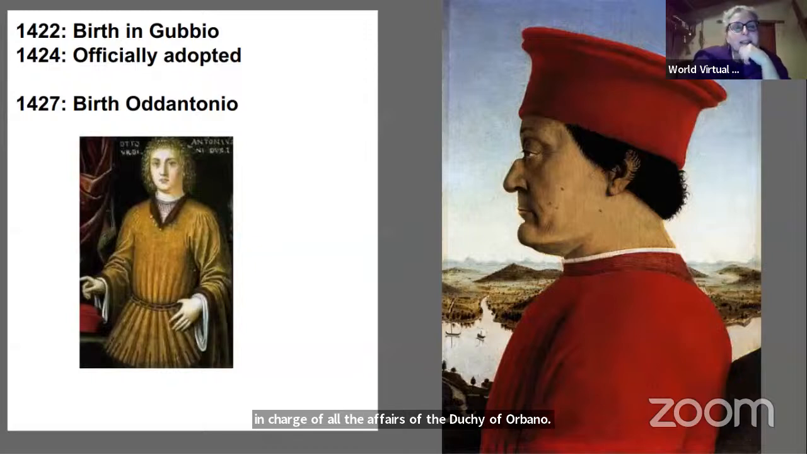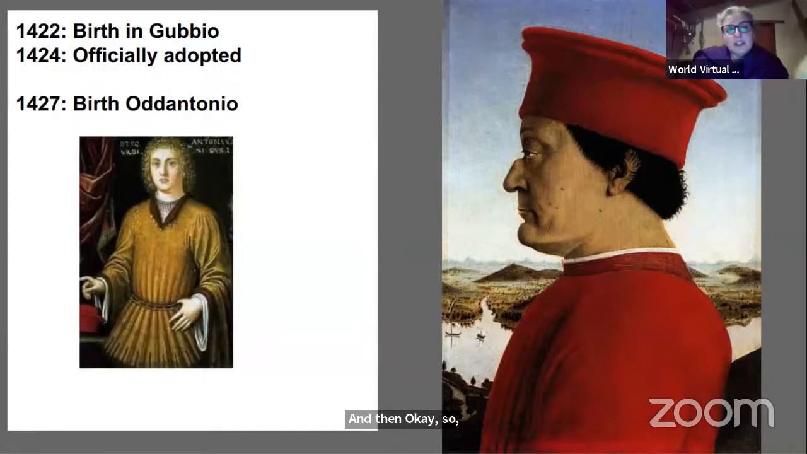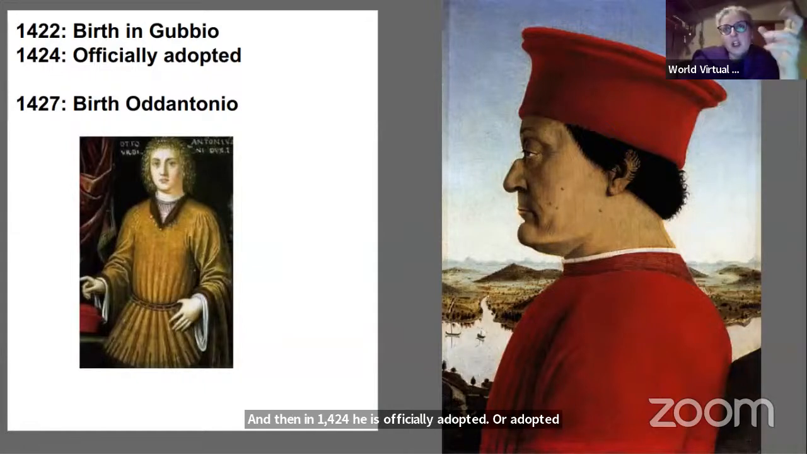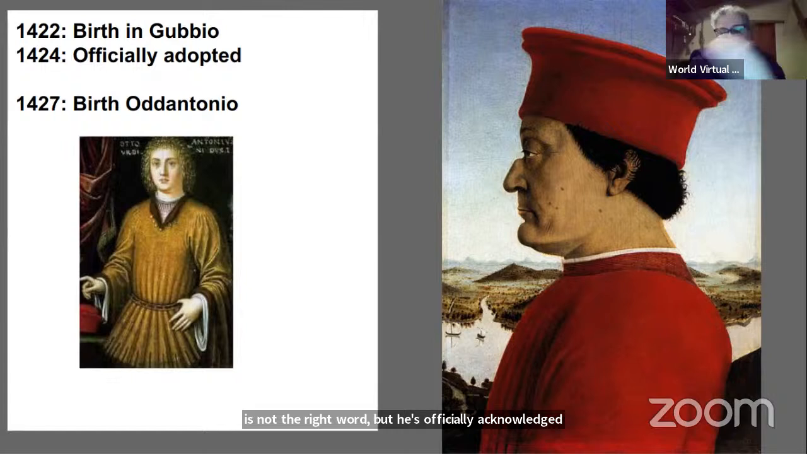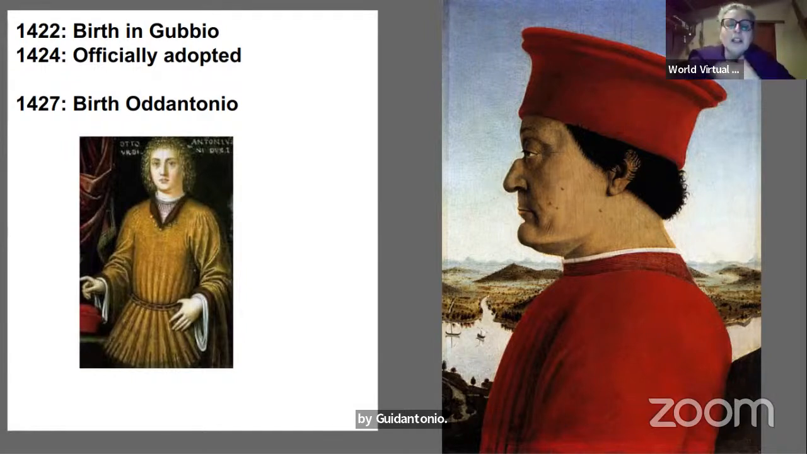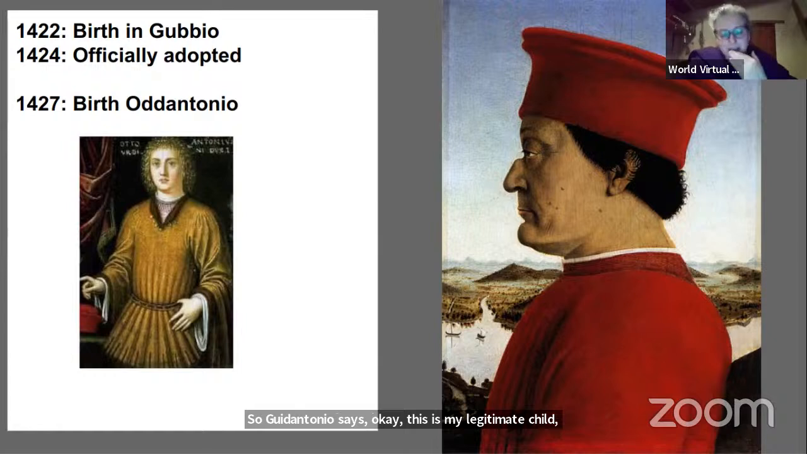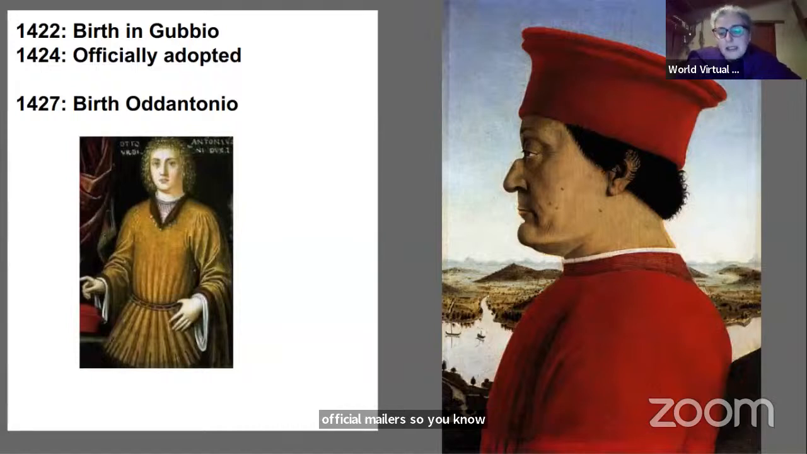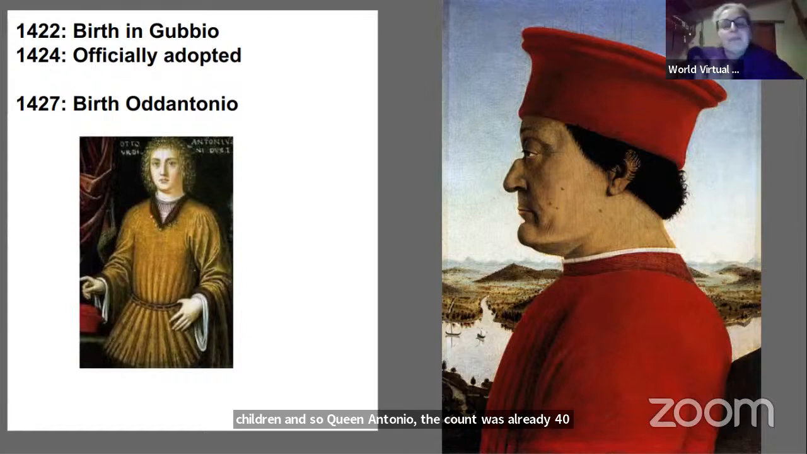And then, okay, 1422, Federico is born. And in 1424 he's officially adopted, or adopted is not the right word, but he's officially acknowledged by Guidantonio. So Guidantonio says, okay, this is my illegitimate child, but now I'm going to make him legitimate, and I'm going to make him the heir of the county of Urbino, because he didn't have any official male heirs. His wife didn't have children, and Guidantonio, the count, was already 40 years old. So he said, okay, Federico will be my heir, and so he was officially legitimate.